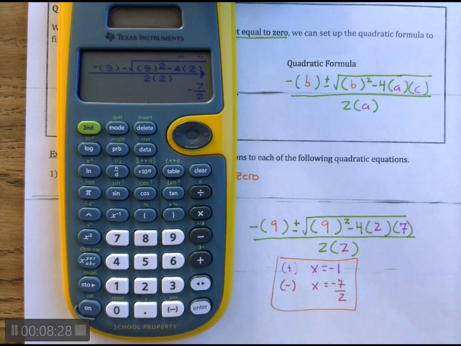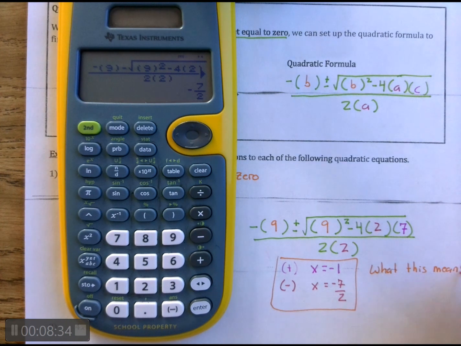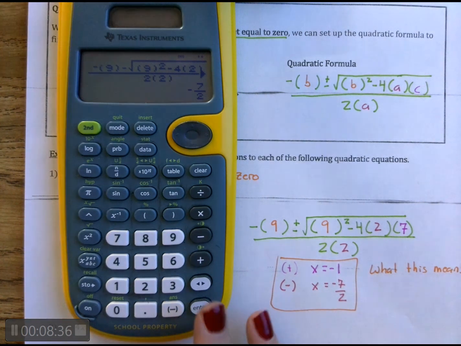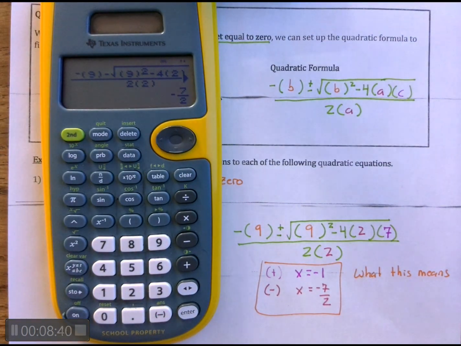And what this means is that when we graph this quadratic, this is where our graph crosses the x-axis. These are our solutions, our roots, our zeros, okay? So that's what those mean.